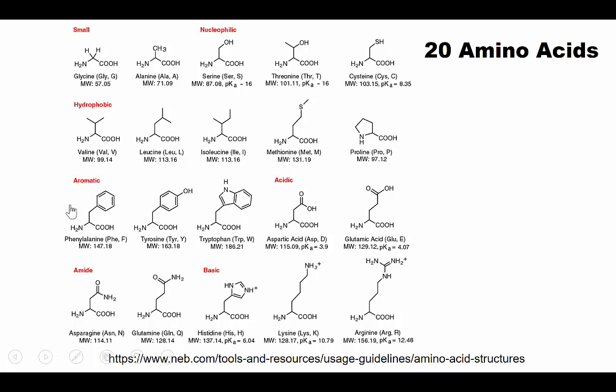And also we have 3 aromatic amino acids, 2 acidic amino acids, 3 basic amino acids, and 2 amide-containing amino acids. It's amazing to see that utilizing only these 20 amino acids, we build up most protein structures and make so many different functional proteins, only utilizing these 20 building blocks. It's amazing, isn't it?